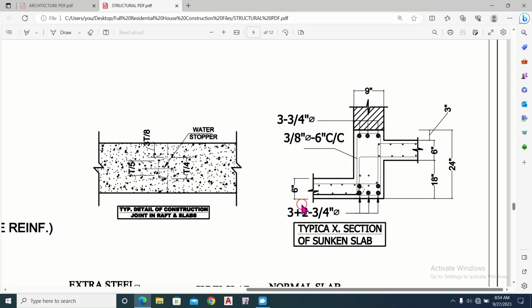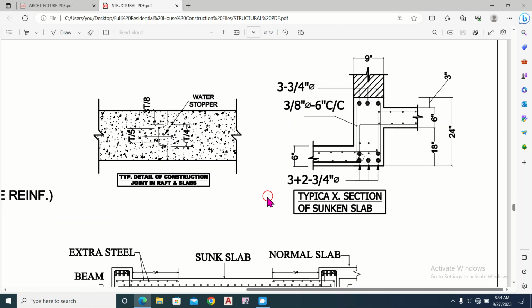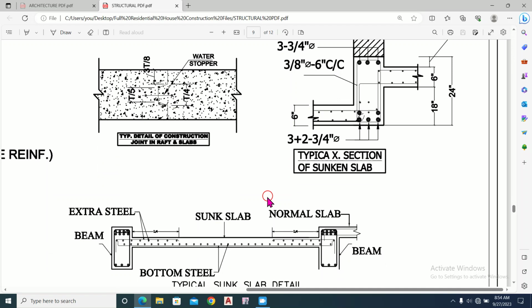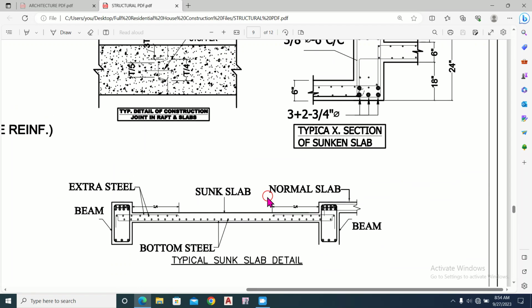So now we proceed to the further detail of the sunken slab. This is the sunken slab. The reinforcement detail of the sunken slab is that we have to provide negative reinforcement near this support and near this support. This horizontal line represents the main bottom reinforcement bars in this slab, and this dot represents the distribution bars provided at the bottom of the slab.